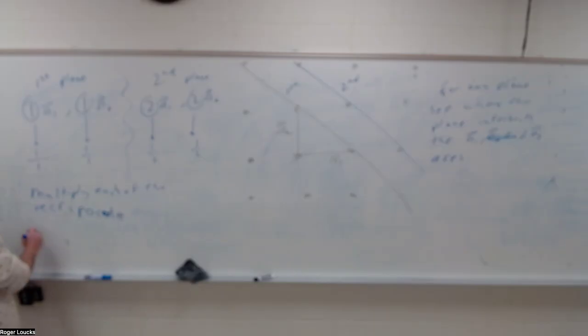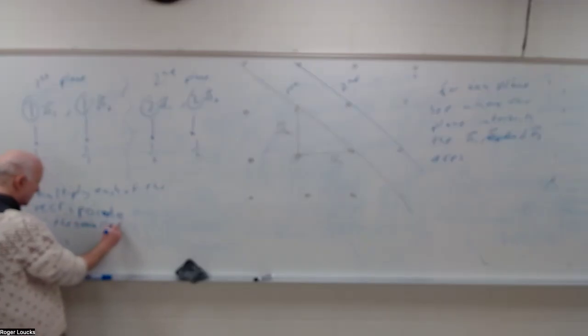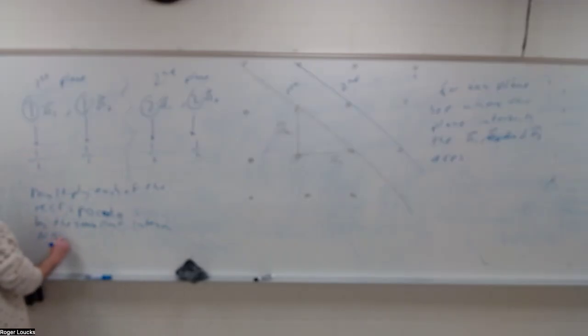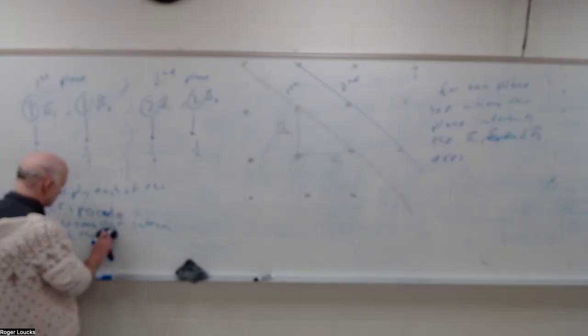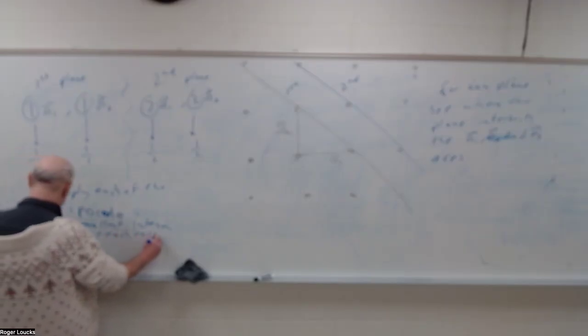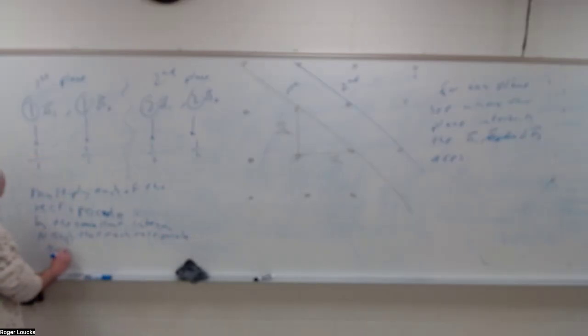Multiply each of the reciprocals by an integer, the smallest integer n, such that each reciprocal gives an integer.